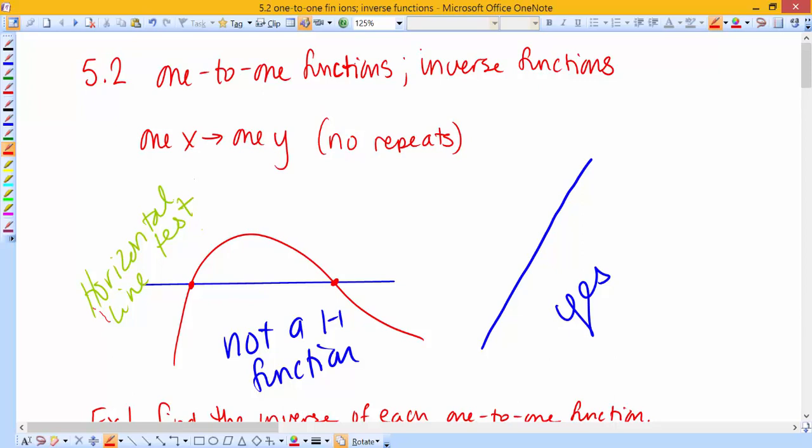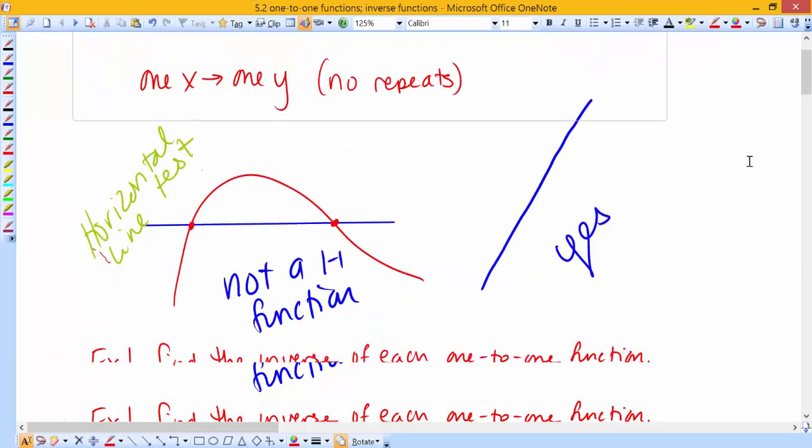So they have to pass what is called a horizontal line test to be one-to-one. You are looking for no repeats. Instead of checking it vertically, you now check it horizontally. If it passes a horizontal line test, it is one-to-one. So you have a couple of examples here of one-to-one functions.